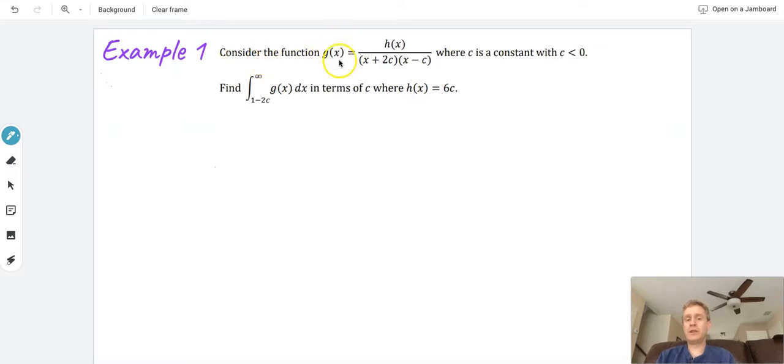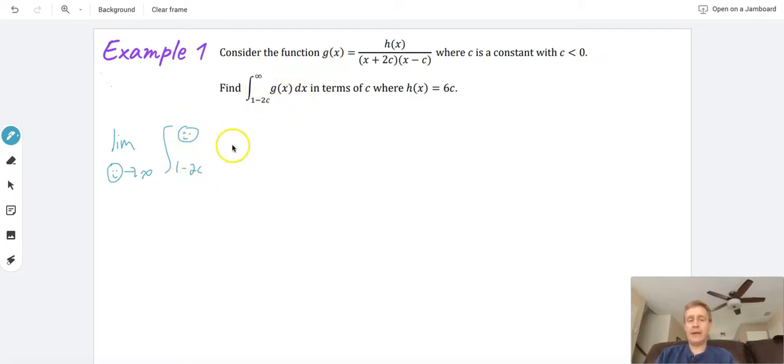We want to consider this particular function, g of x, defined as such, where c is a constant and c is less than 0. We want to find this particular integral, and because of the infinity up on top, this is an improper integral. We want to find this improper integral in terms of c, where h of x is equal to 6c. As you learned this year, when you have an improper integral, you have to introduce limit notation, and you can choose whatever variable you like. I'm going to use my favorite variable, Mr. Smiley Face, and we replace the infinity with our variable.